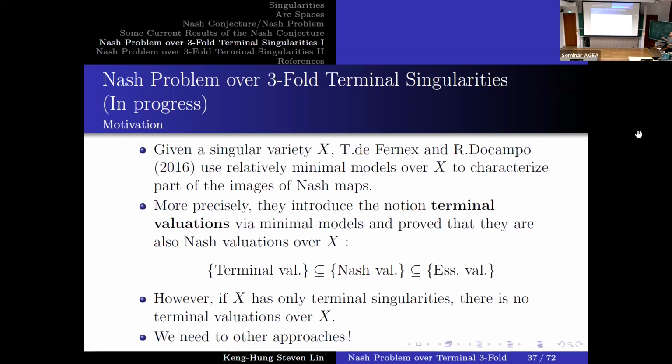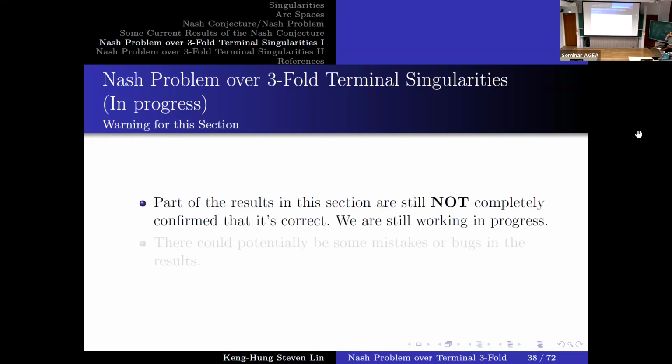Right now I can only study threefolds, because threefold terminal singularities have been classified by Mori. Okay, so let me give you a warning. For the rest of these two sections, all results are still not completely confirmed to be correct, which means that there might be some mistakes we have not found. If you see some mysterious things, you can let me know.